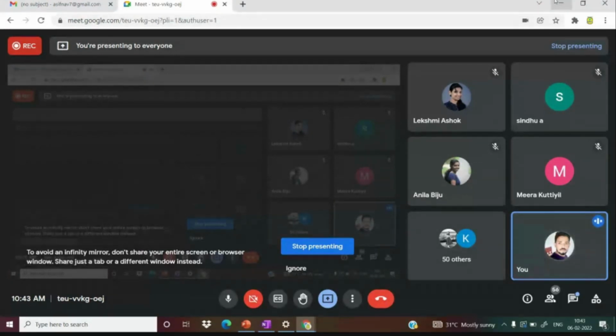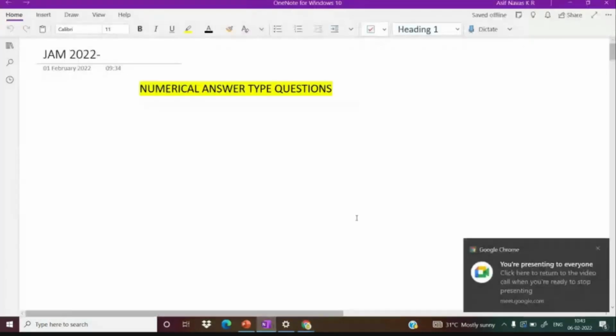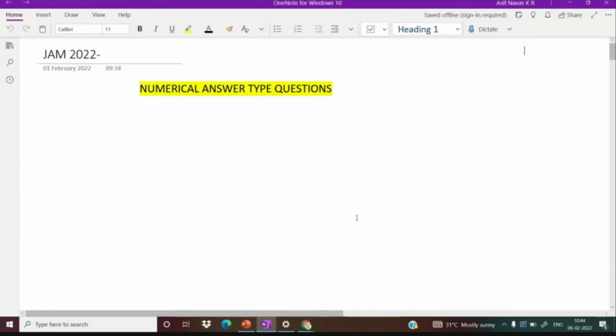And now I will do a few numerical type problems from last JAM 2022. And this is very important. Why numerical problems are very important is that you cannot guess the answers. That is one of the things, because in multiple choice exam questions, the answers are given as options and you have to select that.